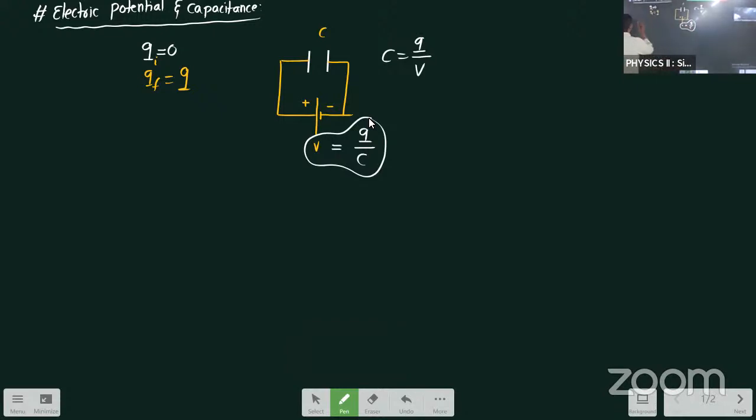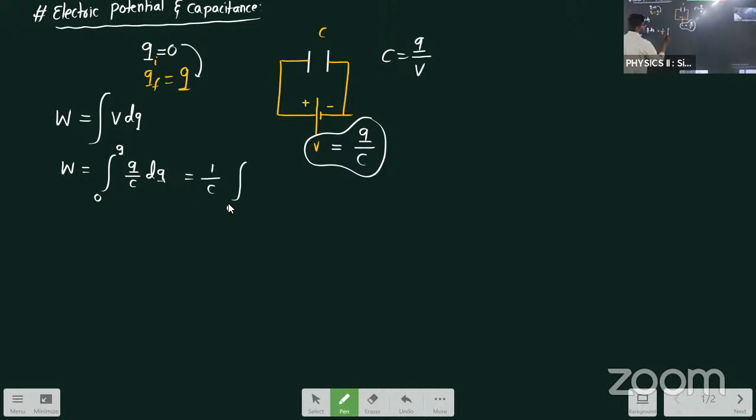Now, the work done in charging the capacitor is given as integral V dq. What does this W represent? W represents the work done in charging a capacitor from 0 to Q. So W equals the integral from the initial charge 0 to the final charge Q, and the value of V here is Q divided by C, into dq. Here C is constant, whereas Q is variable. So this will become 1 by C, integration from 0 to Q, of Q dq.